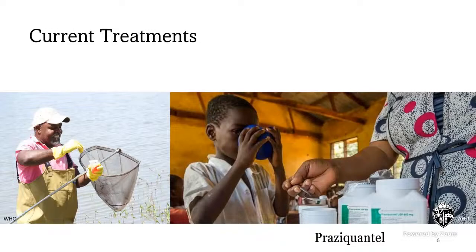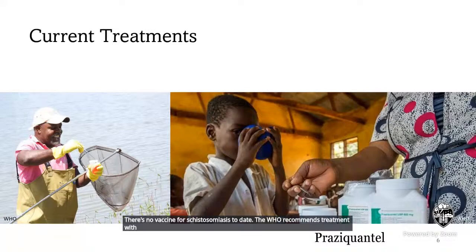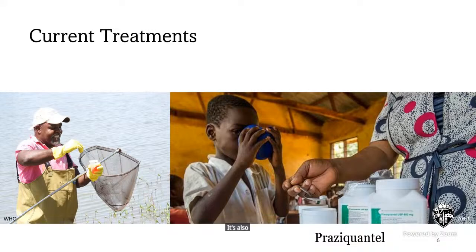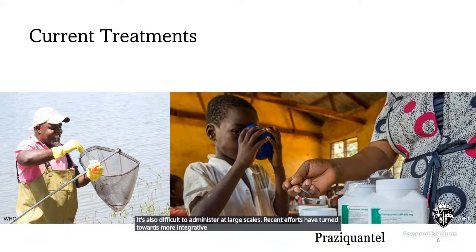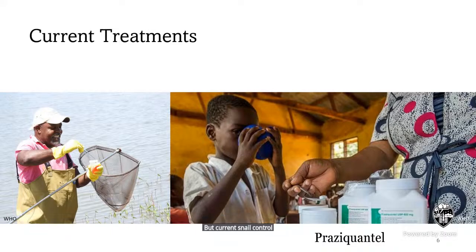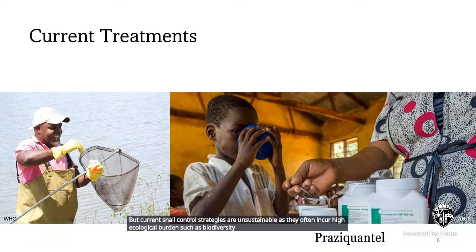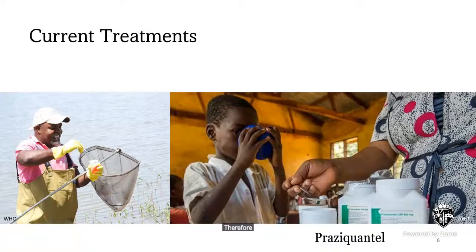There's no vaccine for schistosomiasis to date. The WHO recommends treatment with the drug praziquantel, but the drug is limited in success as it only clears an active infection and does not prevent reinfection, and it's also difficult to administer at large scales. Recent efforts have turned towards more integrative approaches of also controlling the snail host population in addition to administering the drug. But current snail control strategies are unsustainable as they often incur a high ecological burden, such as biodiversity loss or environmental contamination. Therefore, there's a need to develop more efficient control strategies at the snail stage.